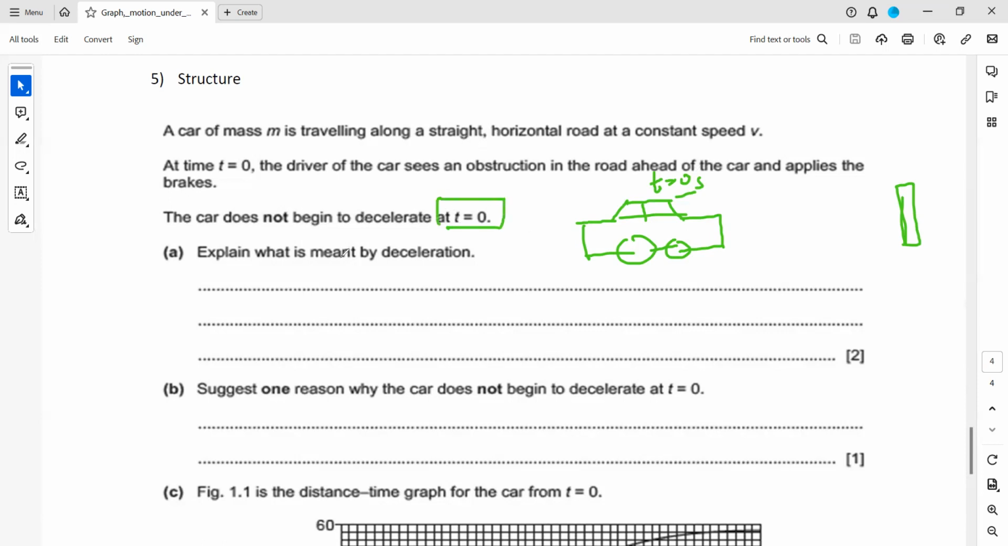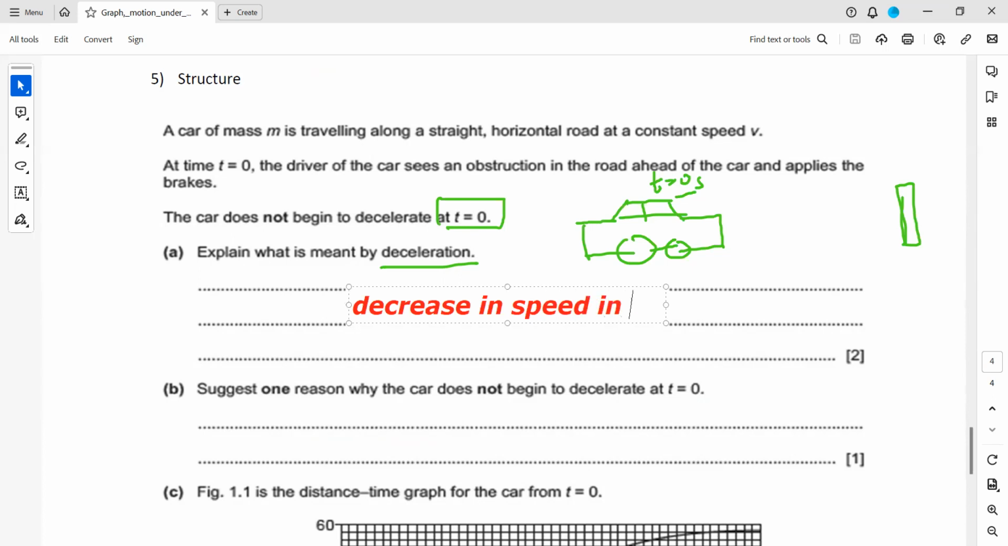What is meant by deceleration, and it's of 2 marks. So how will you score the 2 marks? Deceleration means decrease in speed in unit time, or rate of decrease in speed. So 1 mark is for mentioning decrease in speed or velocity, and 1 mark is for mentioning a particular time or a unit time.